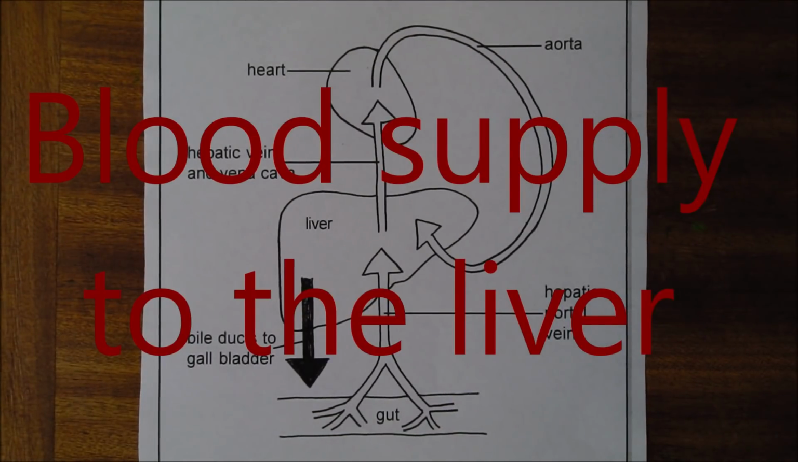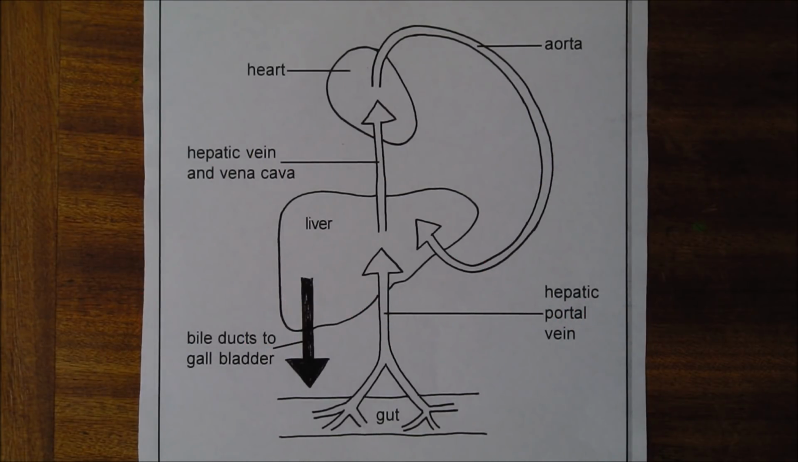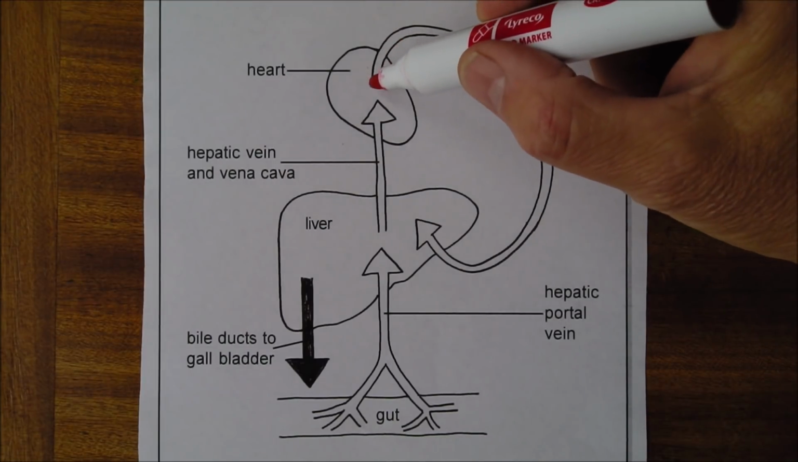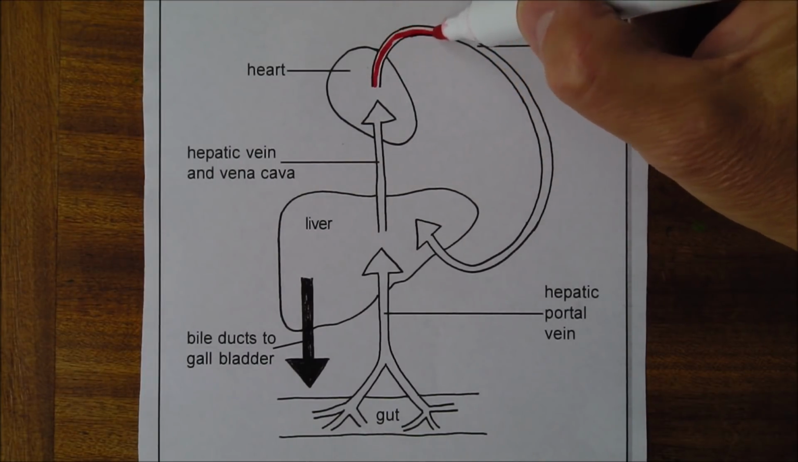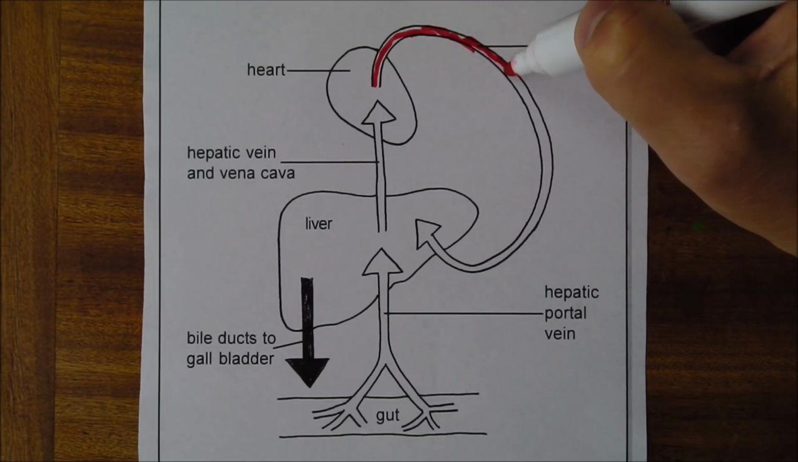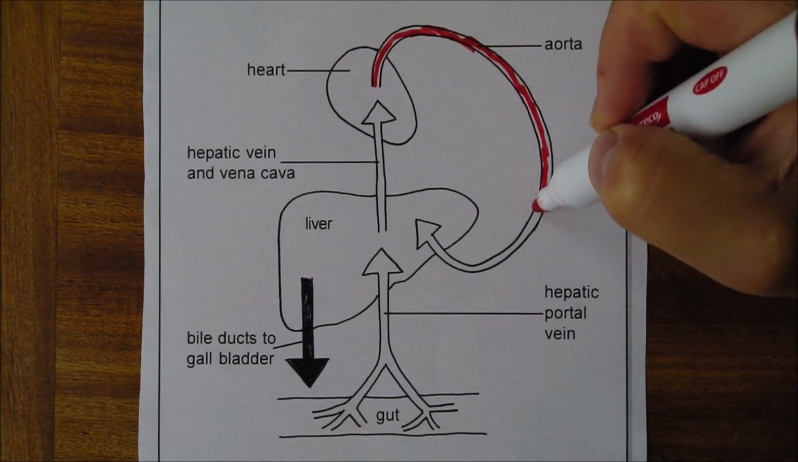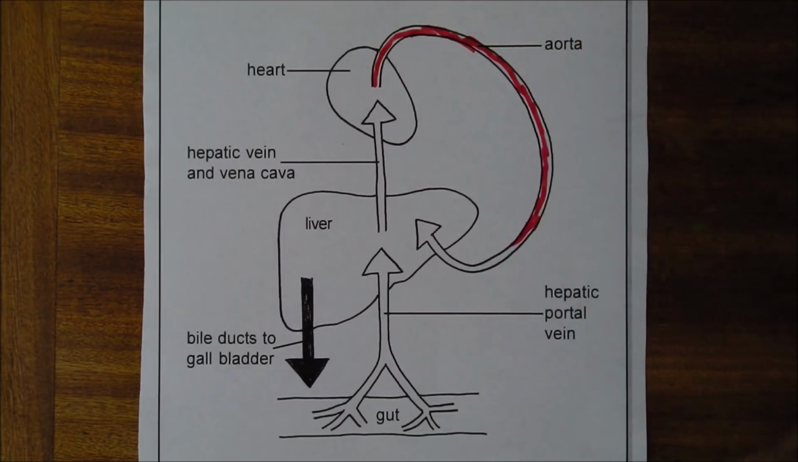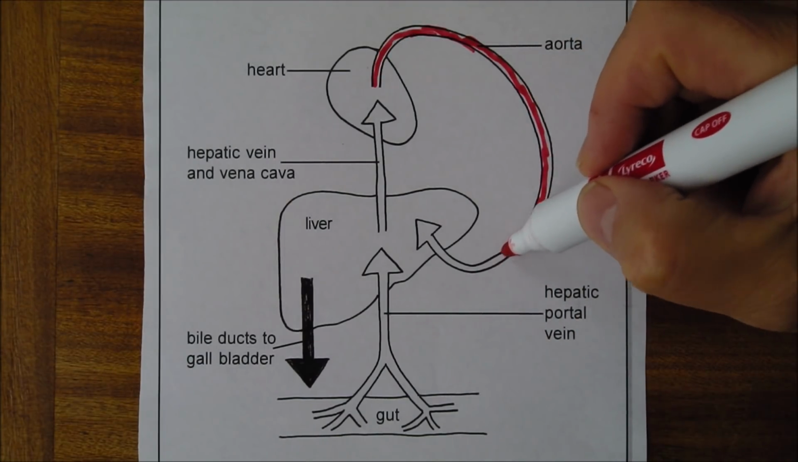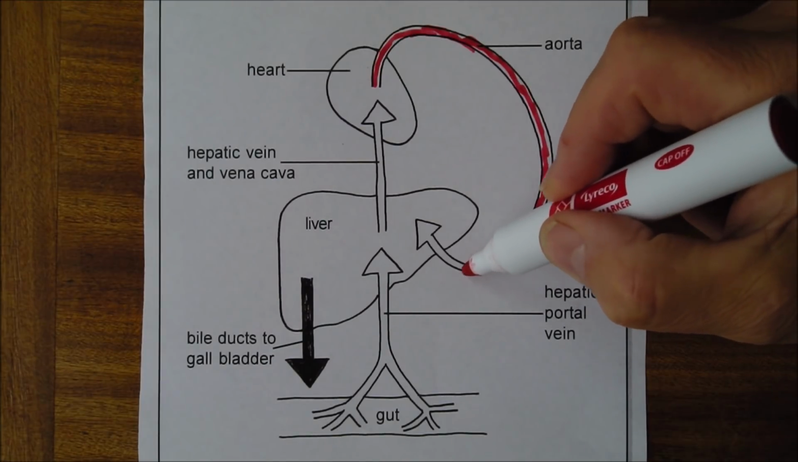So here we're thinking about the blood supply to the liver. Now the hepatic artery is going to take oxygenated blood directly to the liver. The aorta, as you know, derives from the left ventricle, and the hepatic artery is basically a branch from the aorta.